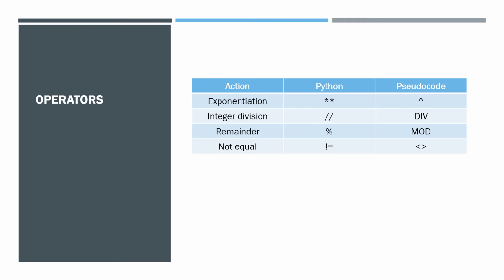Not equal is shown in Python as an exclamation mark and an equal sign, but in pseudocode it's shown as 2 arrows in the exam. In some other forms of pseudocode, you might see it shown as a crossed out equal sign.